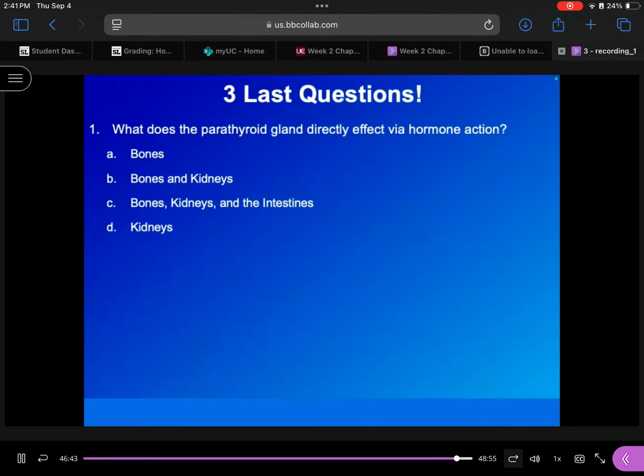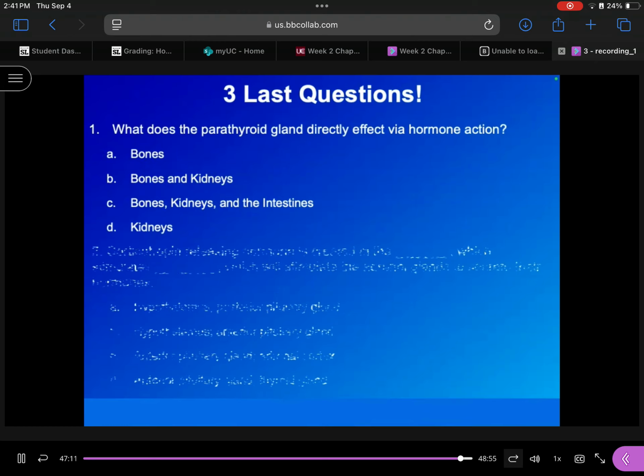What does it do to the kidney? Activation of vitamin D, and remember it changes how much calcium is released in the urine. We're going to try to reabsorb it. And the intestines, what does that help with? Think small intestine. Absorption. Because we're going to absorb in the intestine, that goes into the bloodstream. Yep. And that's coming from food.